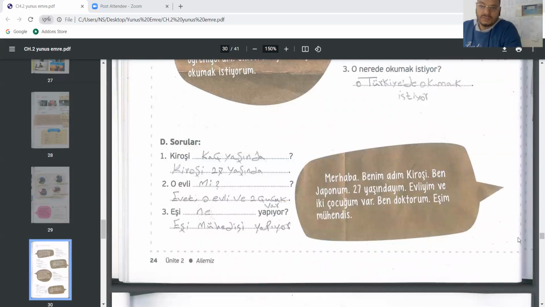Merhaba, benim adım Kiroshi. Ben Japonum. Japanese citizen. 27 yaşındayım. 28 years old. Evliyim. I'm married ve 2 çocuğum var. I have 2 kids. Ben doktorum. Eşim mühendis. My wife is an engineer.